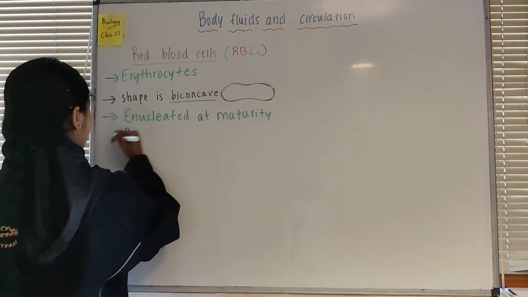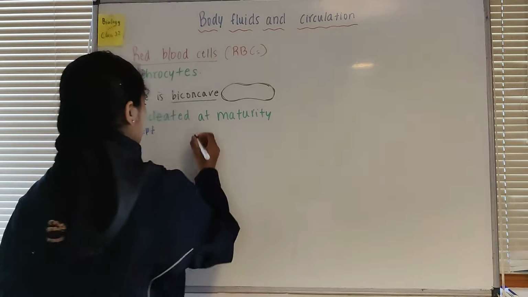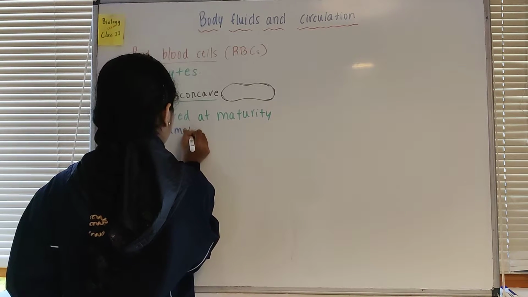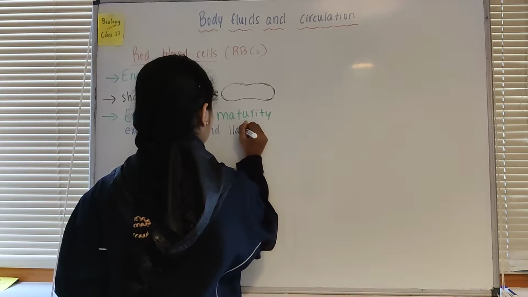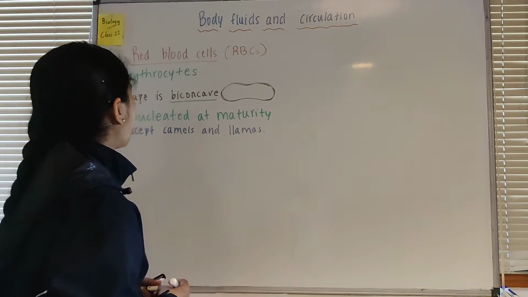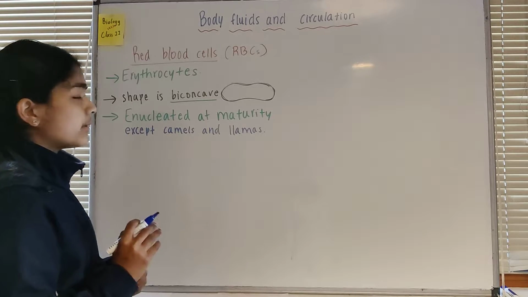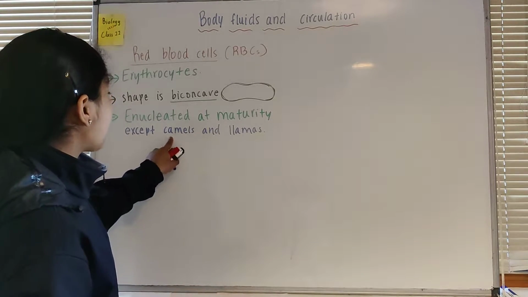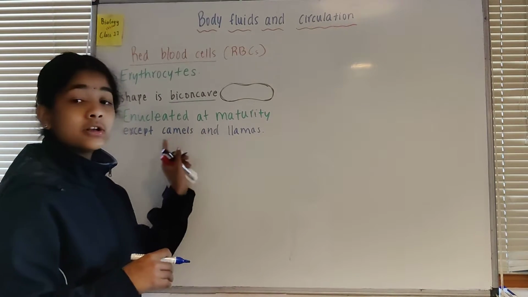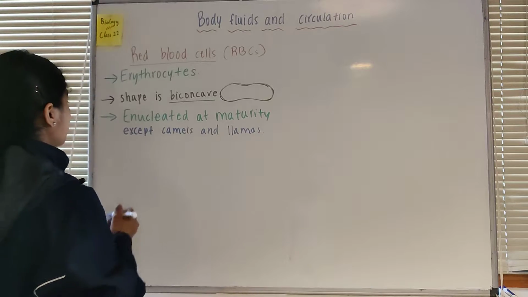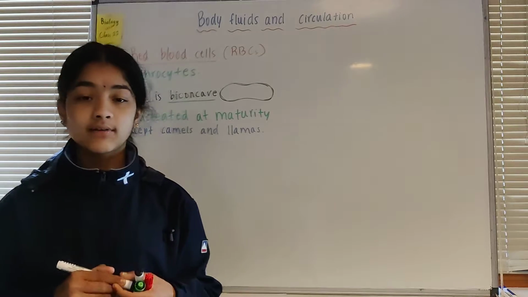So except camels and llamas. Except these two animals, camels and llamas, these red blood cells are normally enucleated at maturity. In camels and llamas, the red blood cells show the presence of nucleus. Otherwise they are enucleated normally. In humans also they are enucleated, they don't have nucleus.